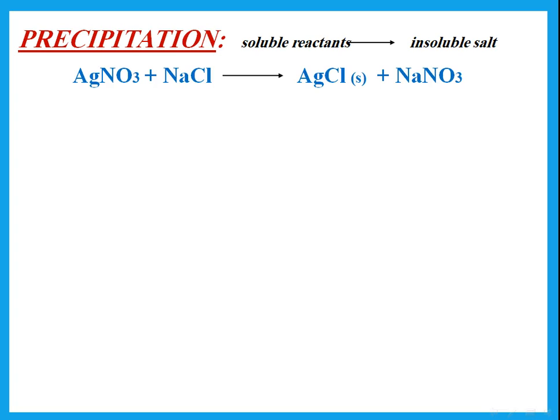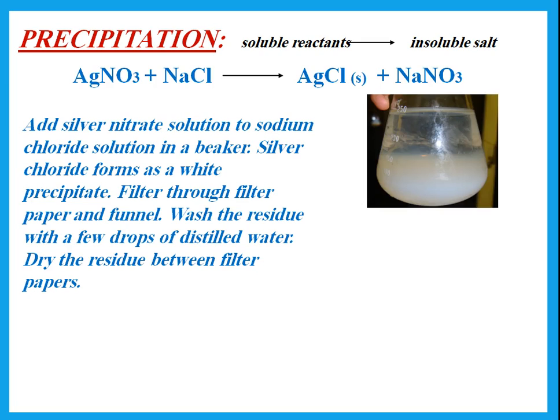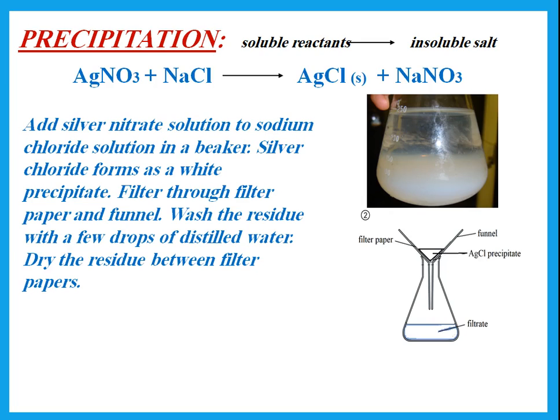Now I put the two solutions together. When I put the two solutions together, I get a precipitate. So the silver chloride forms as a white solid at the bottom of the container, at the bottom of the flask. This is called a white precipitate. Now, what do I want? I want this white precipitate, so I filter it, and the residue in the filter paper is what I want. That is the silver chloride I'm trying to make.